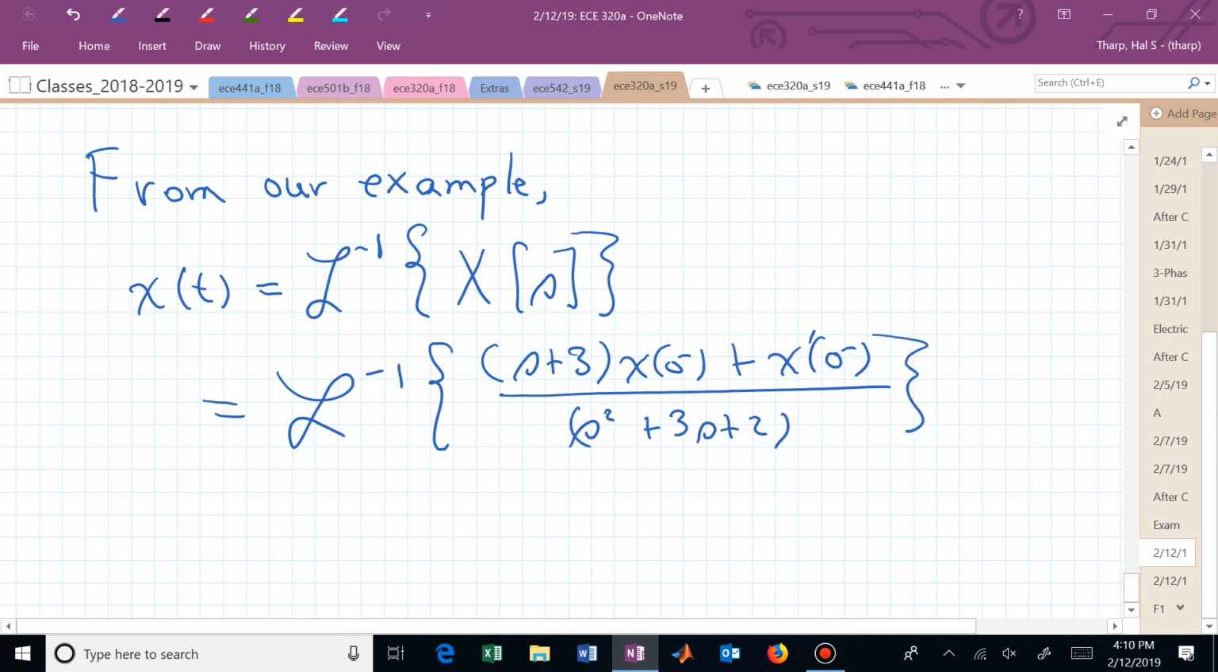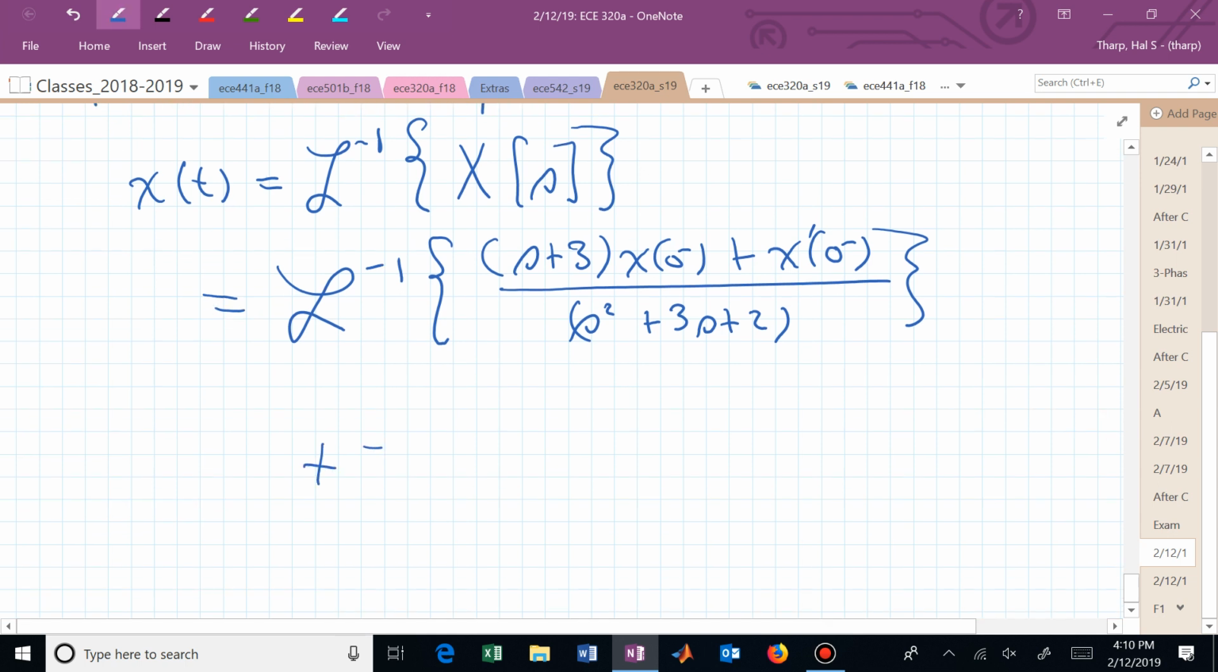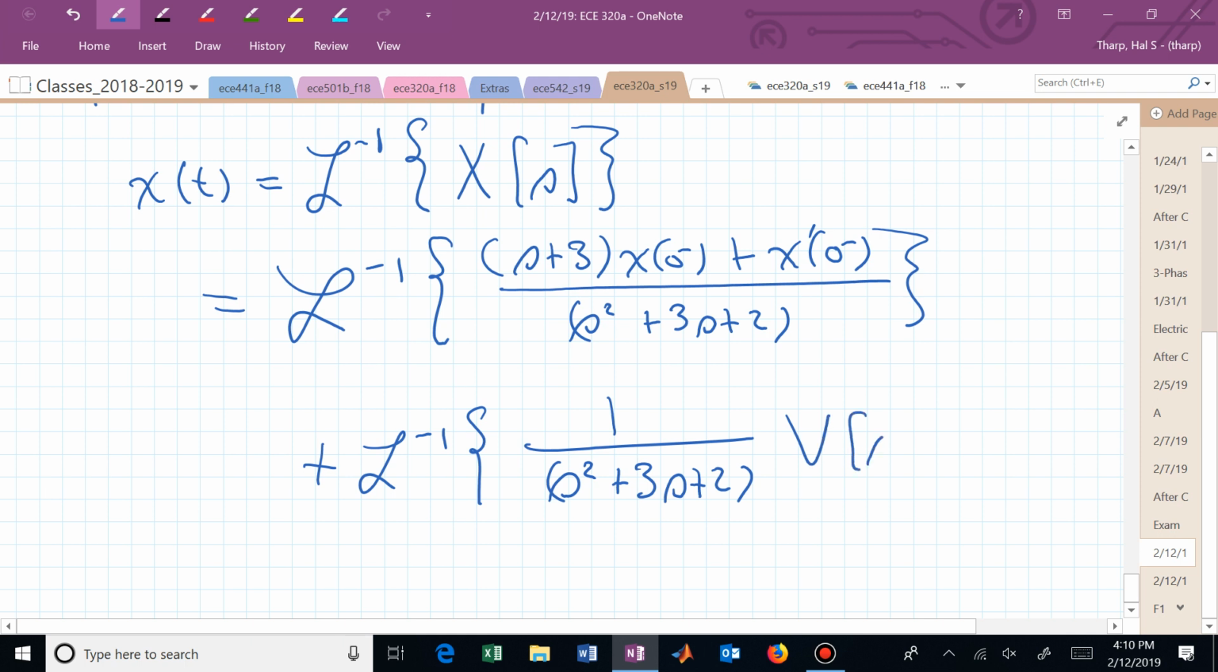And the other piece is due to the forcing function. We can make that a little bit more explicit by separating those two into a product. We have 1 over s squared plus 3s plus 2. That's the behavior of our differential equation. And then we apply to that, in the frequency domain, the waveform's Laplace transform.